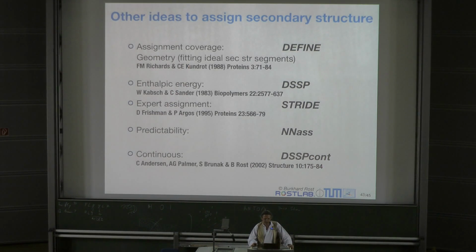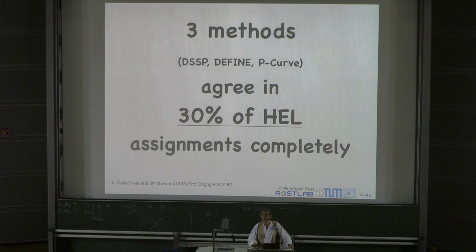And those secondary structure assignments we will talk about in the following lectures, because we're trying to predict secondary structure. There are different methods of assigning secondary structure. The most successful one, and essentially the only one that still everybody uses, is DSSP. And the methods agree on only 30% of all their assignments.